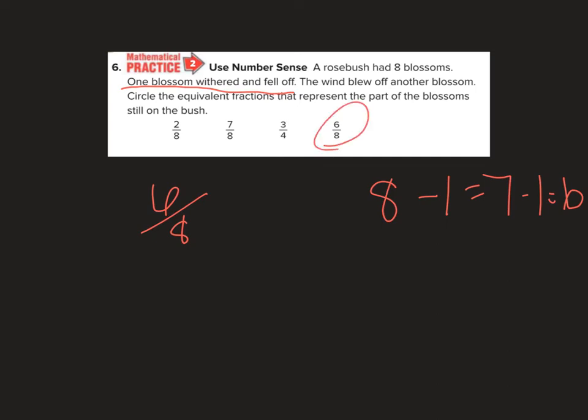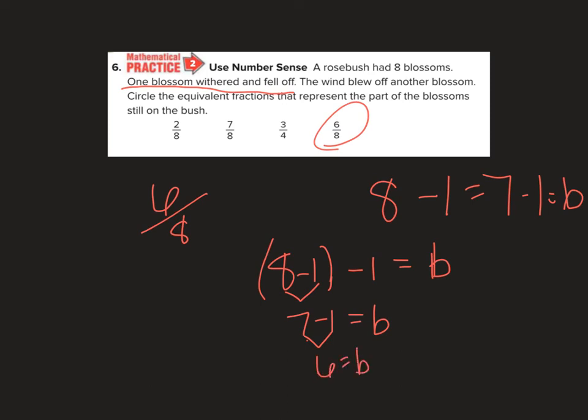Boop, right there. Now, if I were really going to impress Mrs. Hammer, I would do 8 minus 1, parentheses, and then subtract another 1, equals, let's say, B for blossom. That would be really cool, because then we do parentheses first. And we would get 6. Anyway, sorry, that's on another topic. Let's do one more problem here.